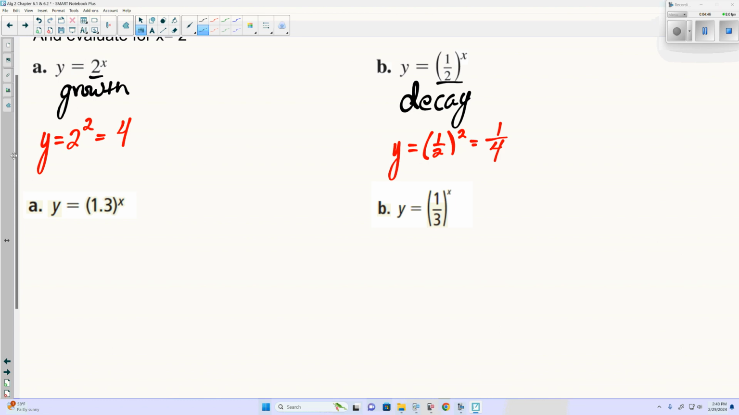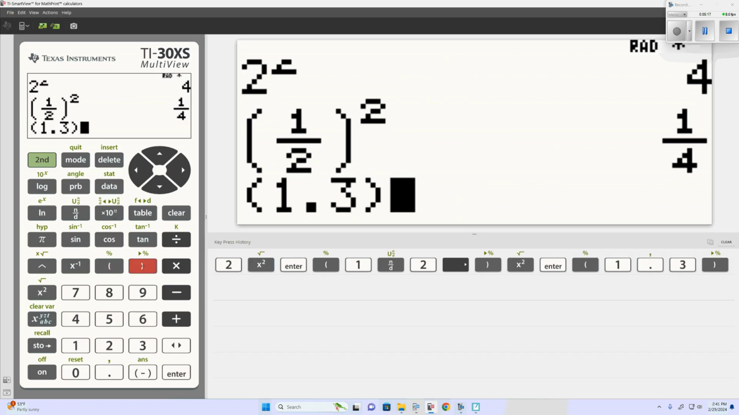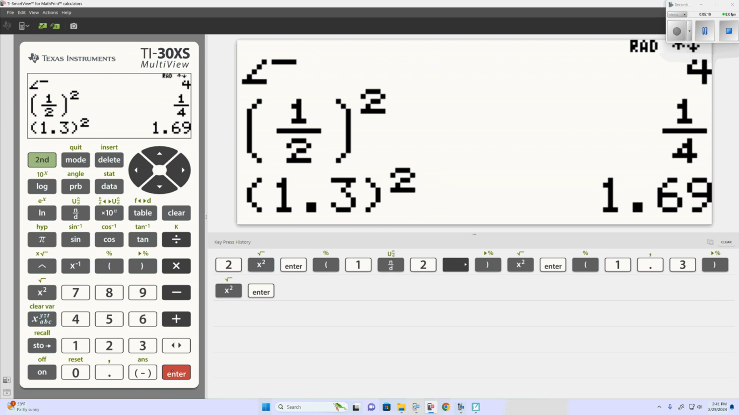Now, if we look at the next one, 1.3 to the x. Our base is 1.3. So that tells us this would be growth or decay? Growth. And we know it's growth because our base, 1.3, is greater than 1. Yes. So now we're going to put it to the second power. 1.3 squared is 1.69.